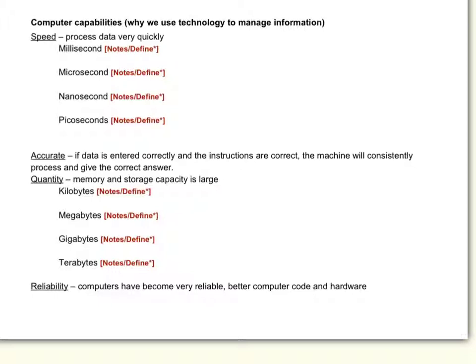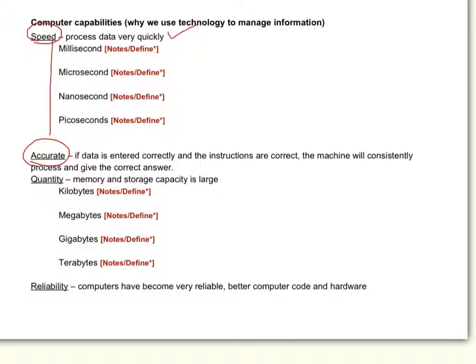The first one is speed. A computer can process data extremely fast, and that has improved over time. The speed at which computers can process has increased tremendously. A lot of times we as humans can do the same thing, we just can't do it as fast. And so you can look up these different speeds and get a definition for them.